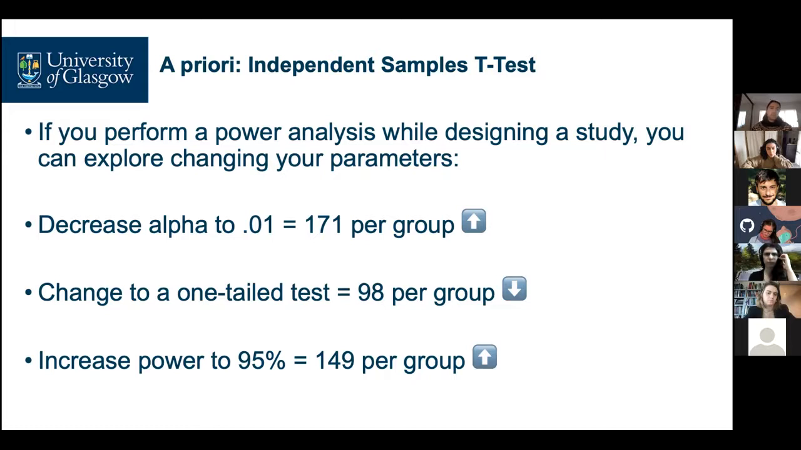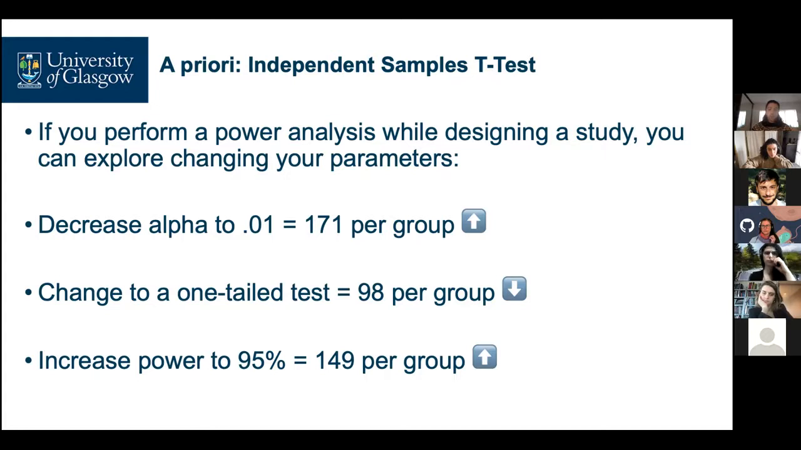But again, say you turn that back to a two-tailed test and 90% power isn't good enough, you want 95% power. Again, you need more participants for higher power. Here you would need 149 participants per group to detect an effect of 0.42. So think about this as a reflective process.